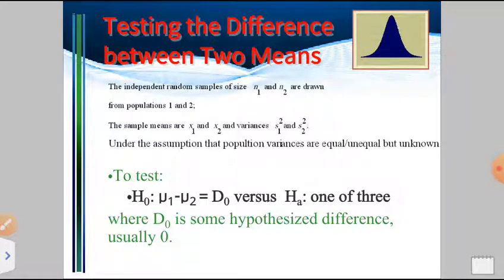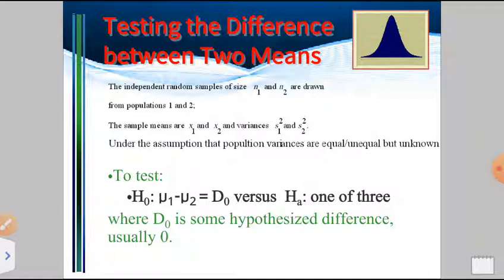The next topic is the t test for the difference of two means. It is similar to what we have done in the Z test, so let's see how it is different or the same. When we are talking about the difference between two means, we have two random samples. Let us take the sample sizes n1 and n2, drawn from population 1 and 2, with sample means x1 bar and x2 bar and variances s1 square and s2 square.